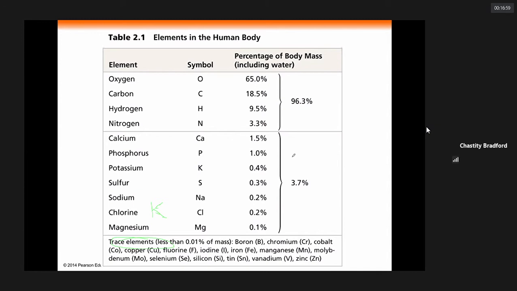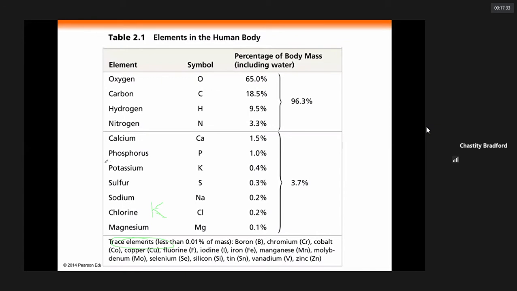96.3% of your body mass is composed of what four elements? Oxygen, carbon, hydrogen, and nitrogen. Yep. Carbon, hydrogen, oxygen, nitrogen. So that must mean, if the total is 100%, where's the rest coming from?